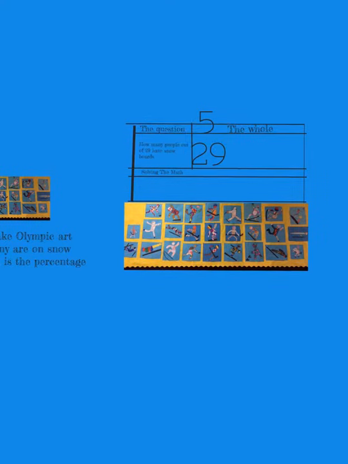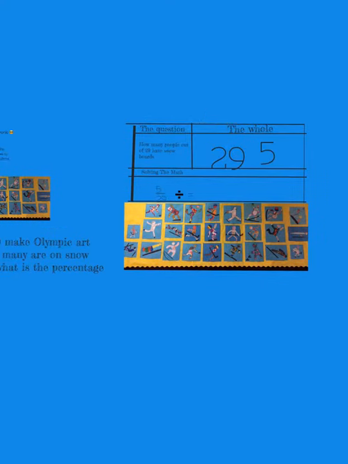So now we're going to do the math. 5 over 29 divided by each other equals 0.28 and times 100 equals 28. So that will be your answer, 28%. Now let's move on to the next question.